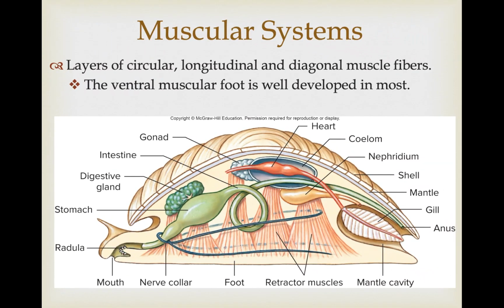Mollusks have really well-developed muscular systems that include circular, longitudinal, and diagonal muscle fibers. The ventral muscular foot is the most well-developed in most of these organisms. This is the primary structure associated with locomotion. I mean, these well-developed muscular systems are why we like to eat mollusks so much. There's a lot of nice, tasty meat in these animals.